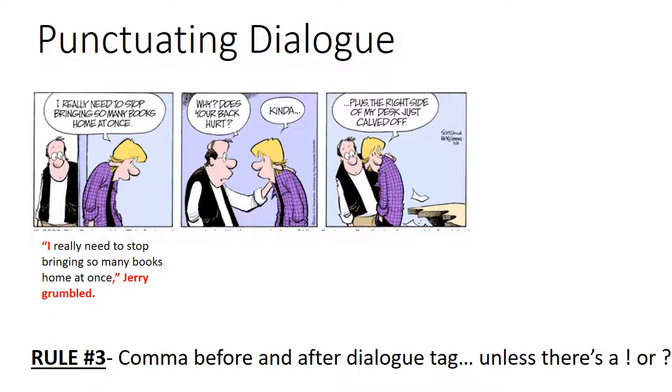When the dialogue tag comes after, and the sentence that you're quoting ends with a period, you need to change the period to a comma. So here I've changed the period after once to a comma and then written Jeremy grumbled. So that works when your sentence ends with a period and the dialogue tag comes afterwards. However, if the sentence ends with a question mark or an exclamation point, you don't change it to a comma before the dialogue tag that comes after.